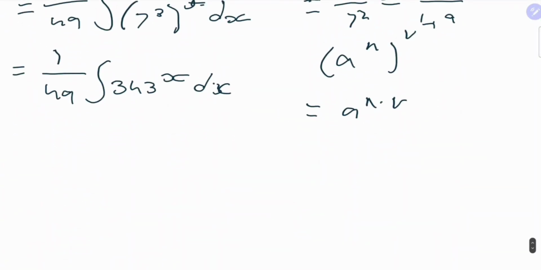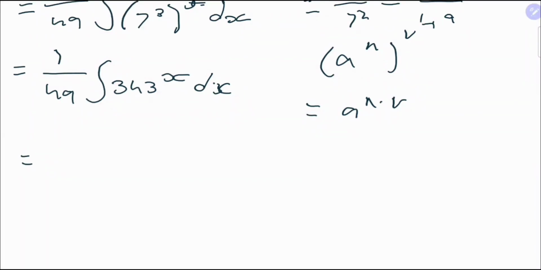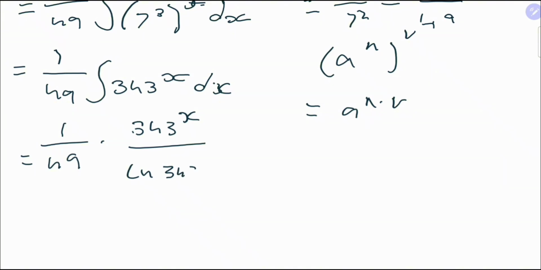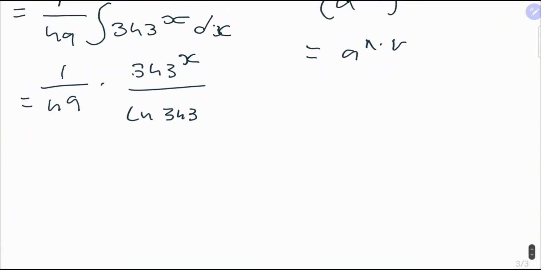So this is going to equal, we're going to want to write this as 1 over 49 times 343 to the x over the natural log of 343. So that is done, but we're still not finished yet. We can simplify this even further.